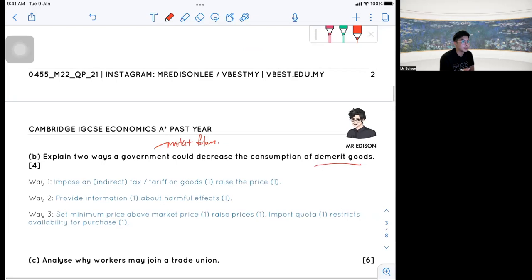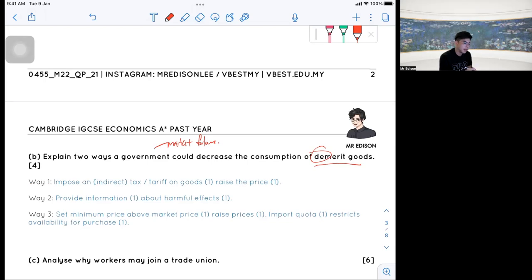And then here, this one, market failure. Market failure is inefficient allocation of resources. Basically, we have a problem of overproduction of demerit good and underproduction of merit good. So demerit good is not good, something that will cause negative externalities such as smoking and different kinds of pollution. So how to stop it?